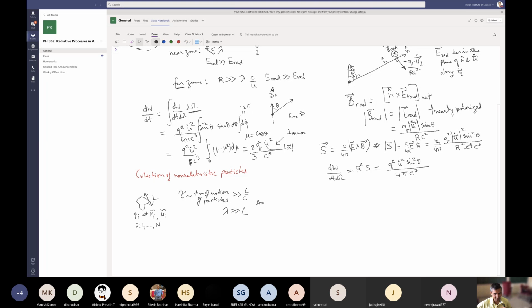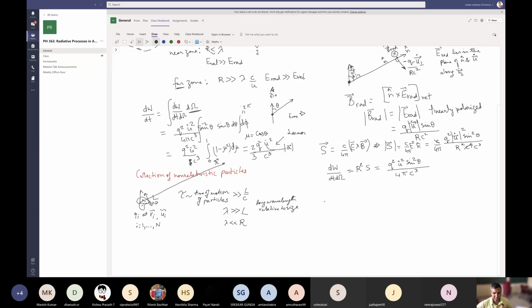So, long wavelength relative to size. Lambda is still much less than R, of course. This is just the extent of the radiation region. And you are actually looking from somewhere very far away. Okay, so what happens in this case?